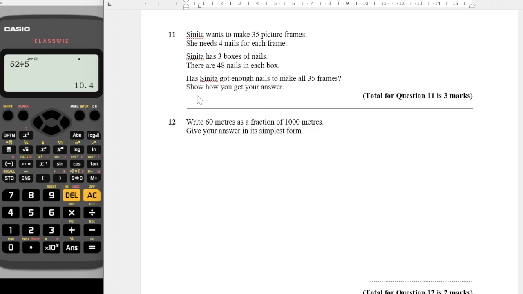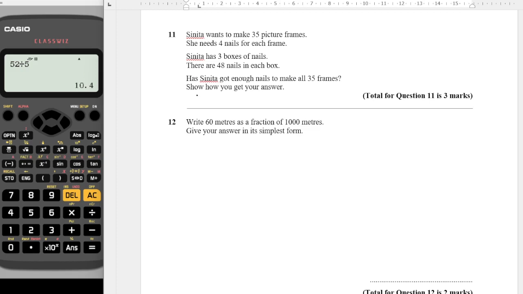Okay, question 11. Sunita wants to make a picture. To make 35 picture frames, she will need 4 nails for each frame. She has 3 boxes of nails. There are 48 nails in each box. Does she have enough for 35 frames?